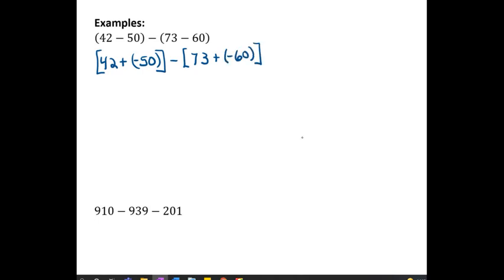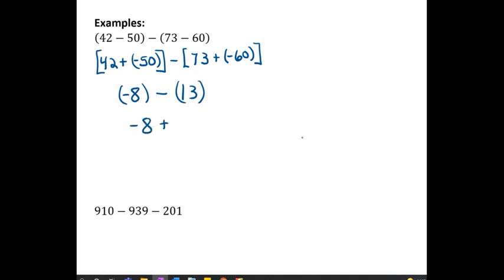So in the first bracket, I have a positive and a negative, so I'm going to take the difference, which is 8, but keep the sign of the bigger absolute value. And then in the second bracket, I have a positive and a negative. So again, I'm going to take the difference, which is 13, and keep the sign of the bigger absolute value, which is positive. So now I have a negative 8 minus 13.